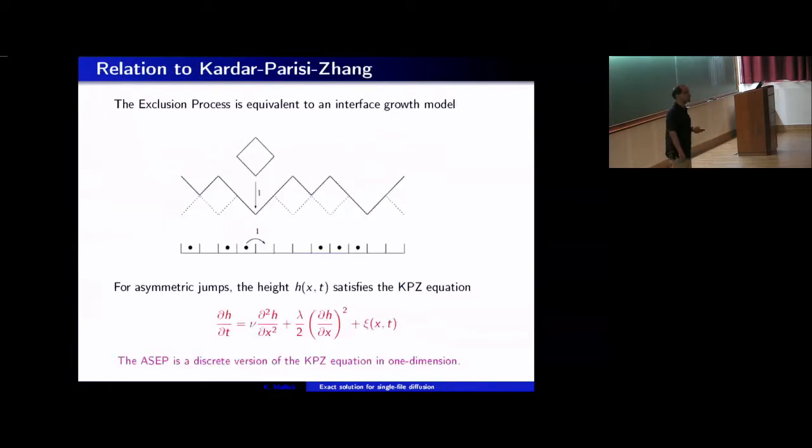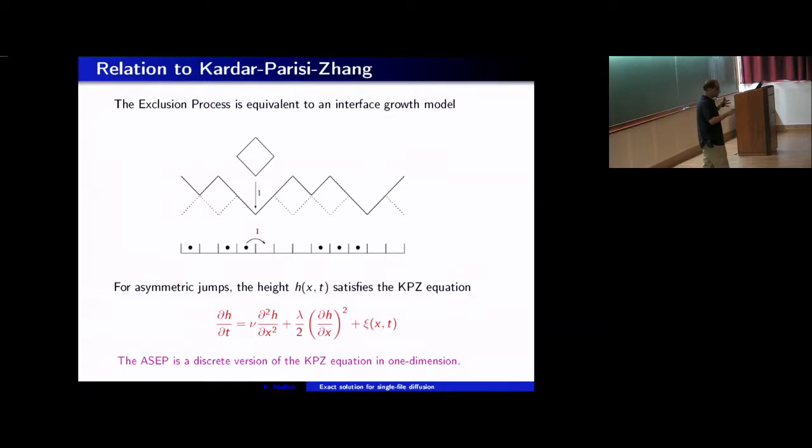Another way to see this model is to map it to the celebrated Kardar-Parisi-Zhang equation. The model of particles hopping on a lattice can be mapped into a model of an evolving interface. When you have a particle, you say that your interface is going down. When you have a hole, your interface is going up. And the hop of a particle is equivalent to adding a brick to your interface. So it's a Tetris model, which in fact is perfectly equivalent to the exclusion process.